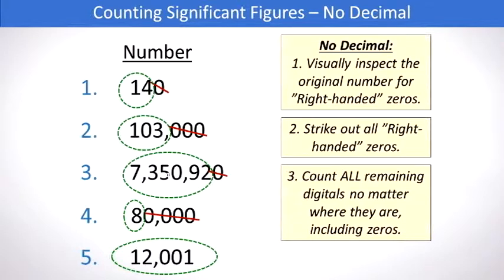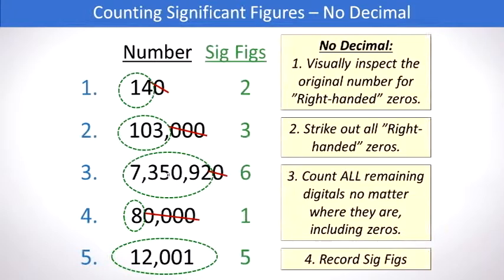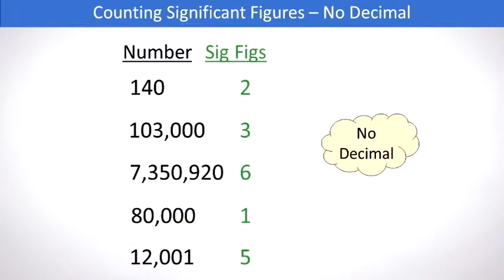That leaves us with the following count for the significant figures in each of these numbers as shown here. Simply by counting each of the digits remaining, we have now determined the significant figures in each of these numbers. And this is what it will look like in your final tally.